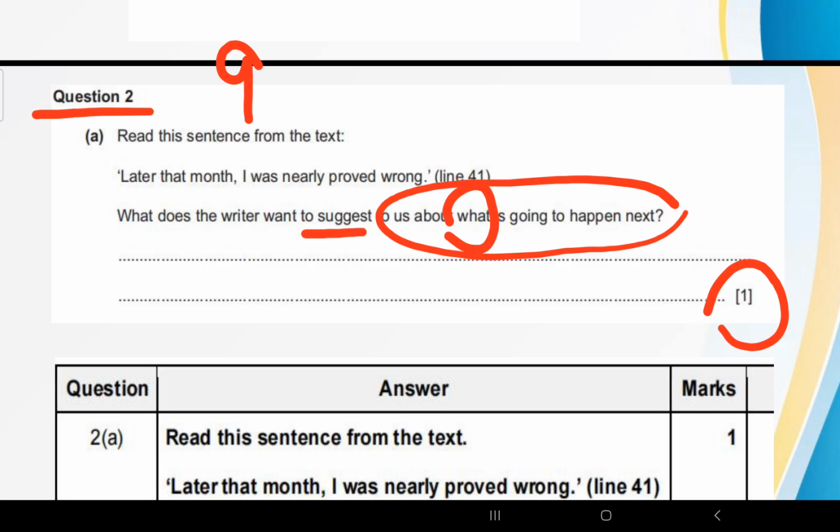What is going to happen? So you are not going to answer why he was proved wrong. What does the writer want to suggest to us? We are not going to answer why he was proved wrong. We have to answer what is going to happen next. So what is that event, what is that action, what is that activity that is going to prove the writer wrong? Now we are clear about the question, that is our focus.